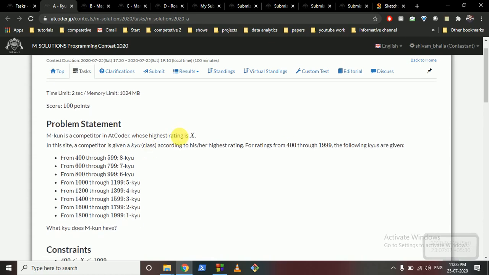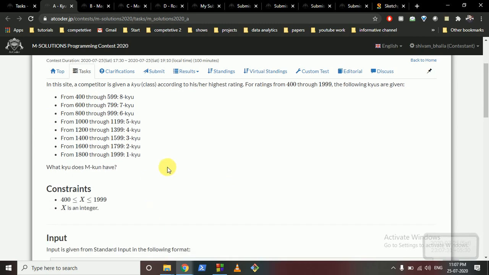The first question is, you are given the highest rating of a person X, and in Atcoder competition, the rating is given in KYU, in which if their rating is 400 to 599, it's 8 KYU. So 600 to 799, it's 7 KYU, and so on. So you are given some rating and you have to find out what is the M-KYU number. So it's just very simple.